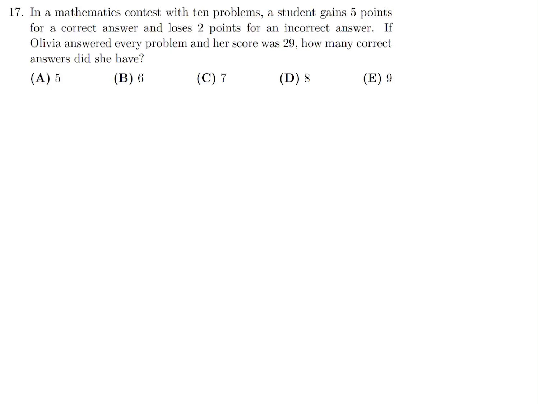In a mathematics contest with 10 problems, a student gains 5 points for a correct answer and loses 2 points for an incorrect answer. If Olivia answered every problem and her score was 29, how many correct answers did she have? So correct I'll represent with C, and incorrect I'll represent with I. And correct plus incorrect has to equal 10 because there's 10 problems and she answered every problem. She didn't leave any problem blank.